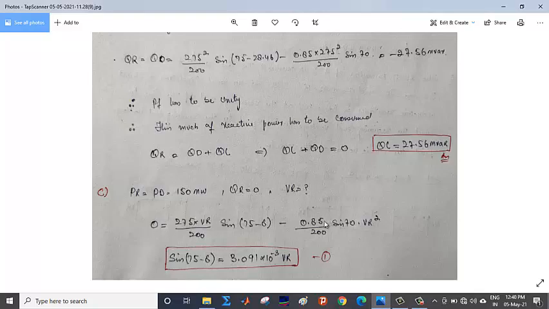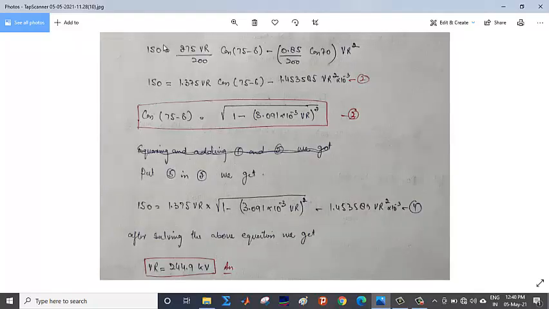So using the equation of the QR, that is 0 is equal to QR, this is VS VR divided by 200 sine of beta minus delta, minus 0.8, that's A by B, sine of 70, that is 75, minus 5 into VR square. So it means sine of 75 minus delta is equal to 3.091 into 10 to the power minus 3 VR. After calculating these two terms, VR and VR will cancel out, 200 will cancel out. This 3.091 is 0.85 divided by 275.